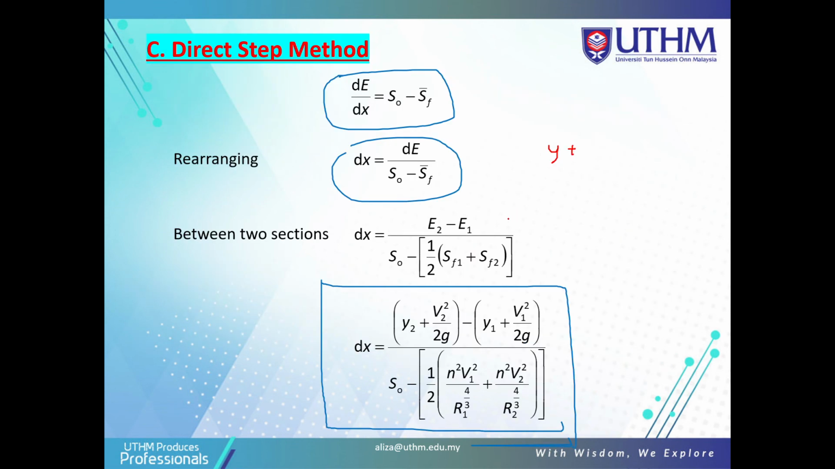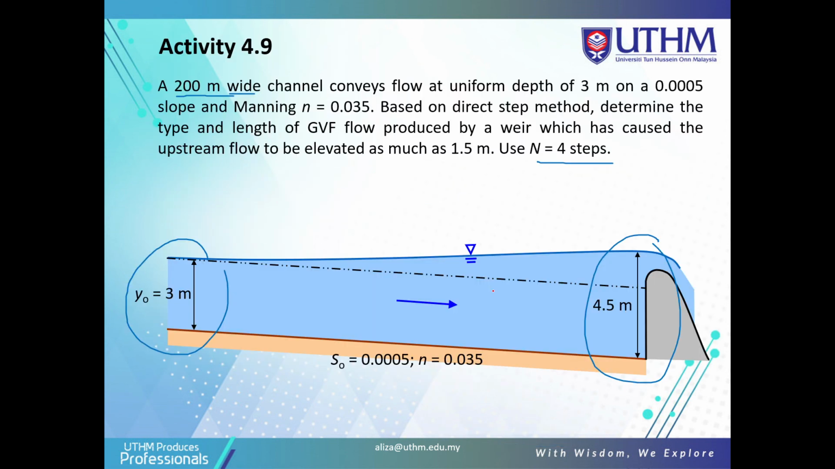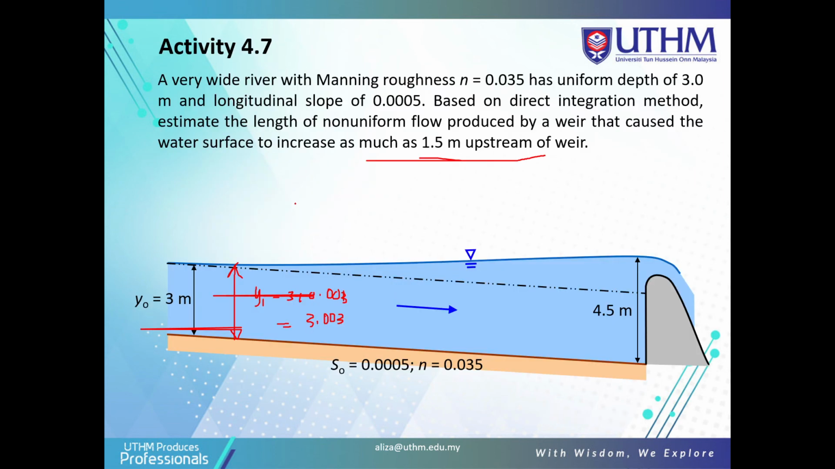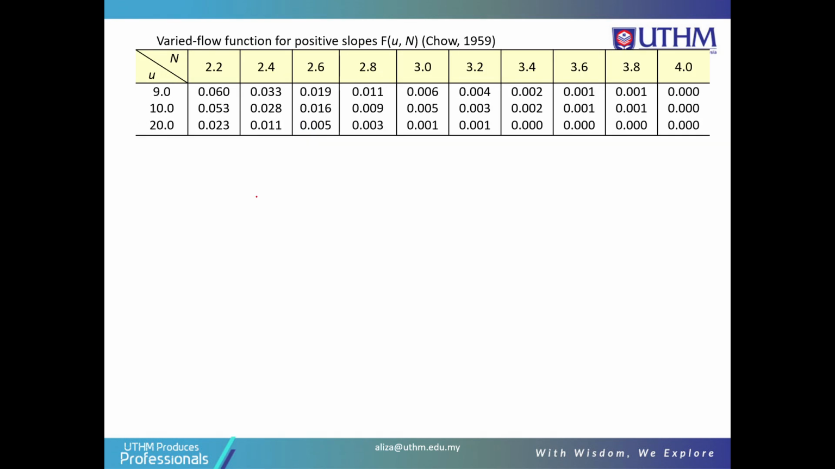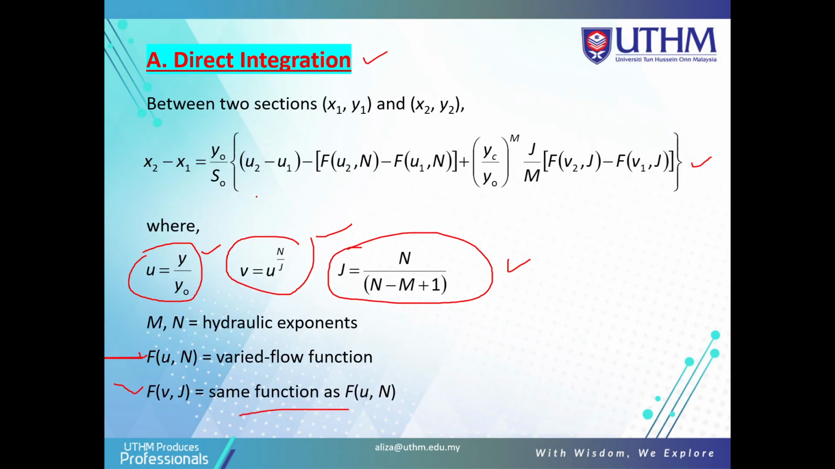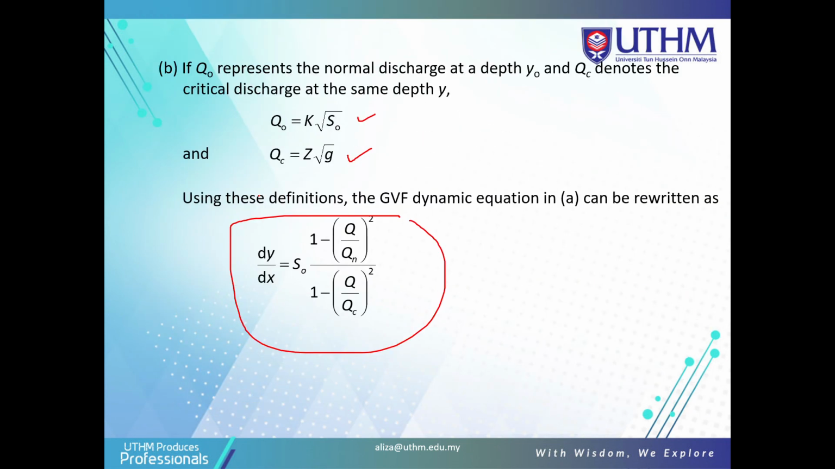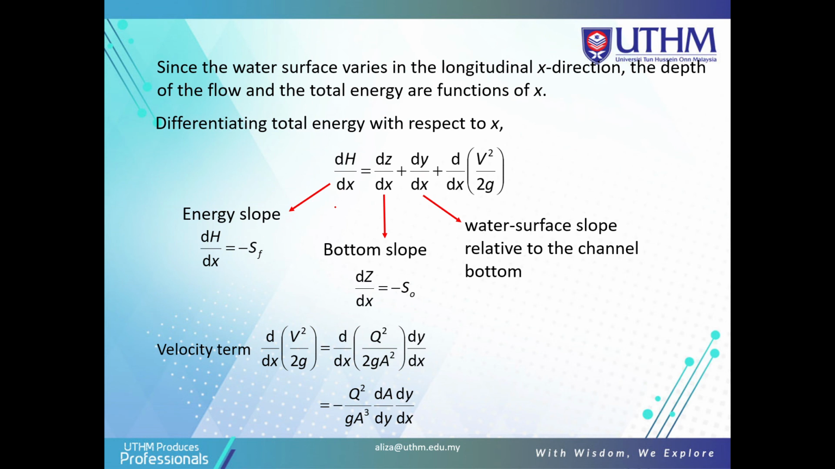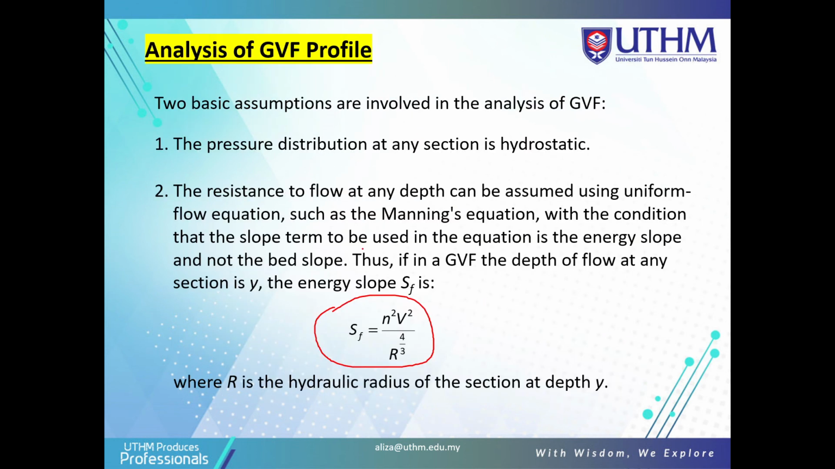To get the SF here, you must use the calculation of HF here. So SF is based on the value here. You must refer also to the first analysis of the GVF profile. SF here is based on this one. SF is n squared over, times by the V squared over R here. So you must use this formula, SF for the energy slope.